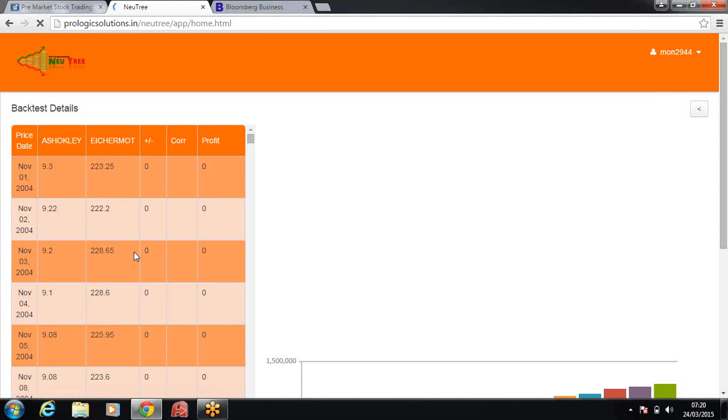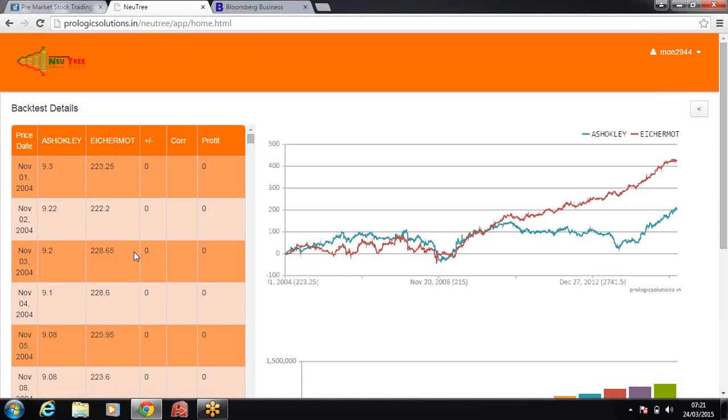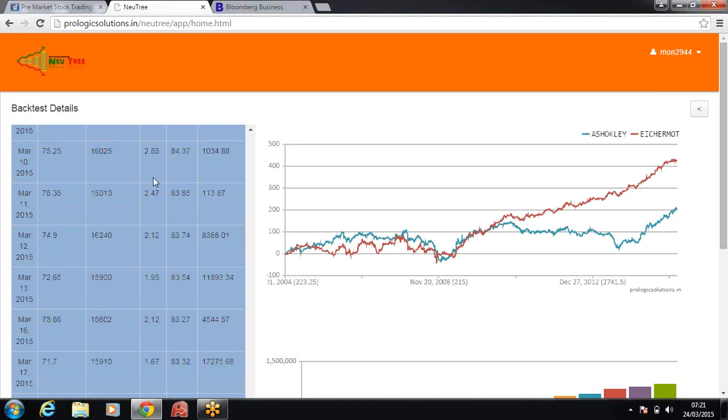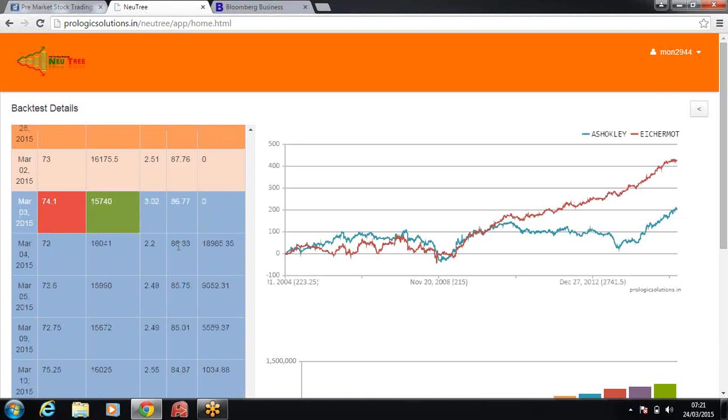Here, you'll have to just click on this particular left side tab and click end. So we'll come to the end of the page. This particular call got initiated on March 3rd. We shorted Ashok Leyland and we bought EM. The z-score you can see is 3.02.